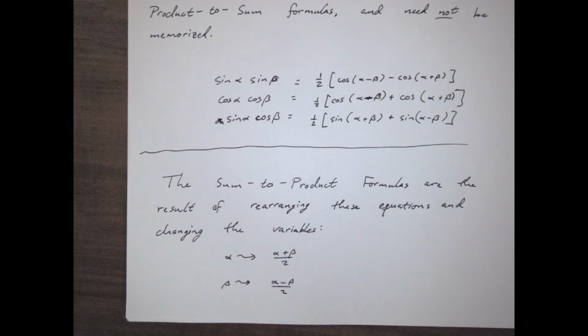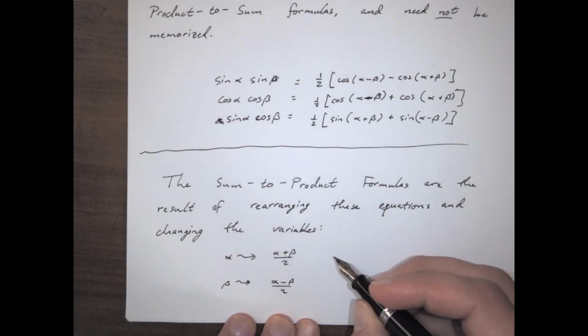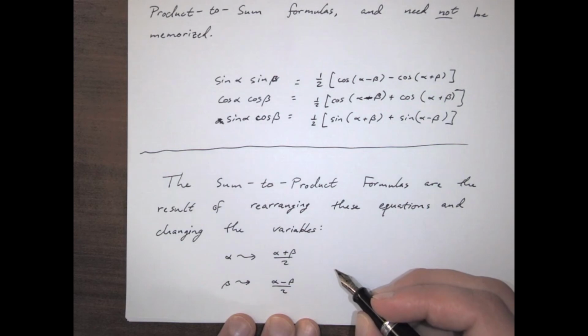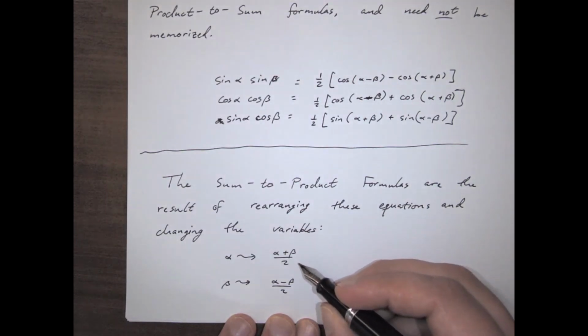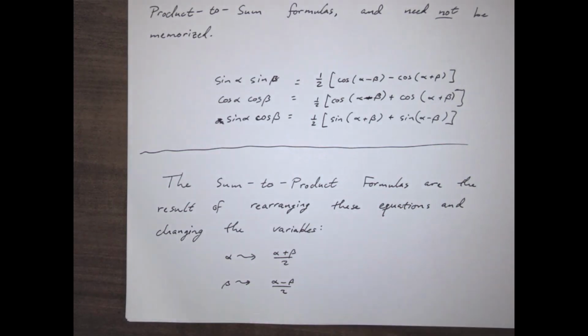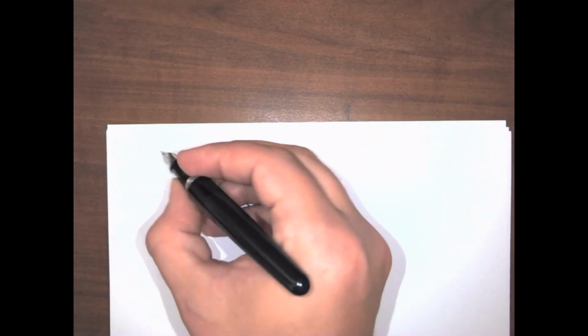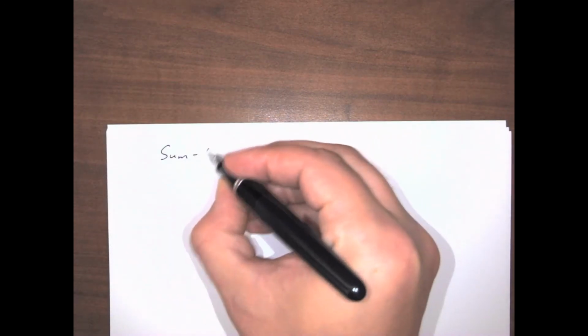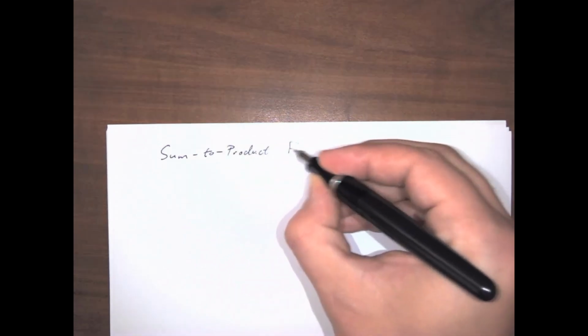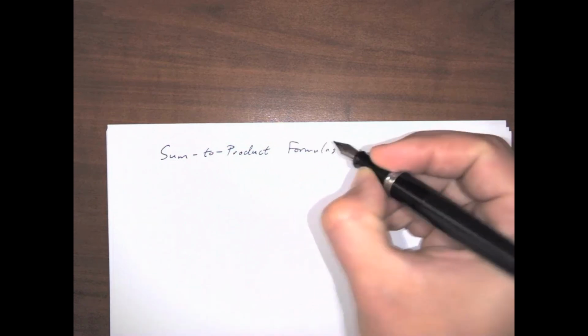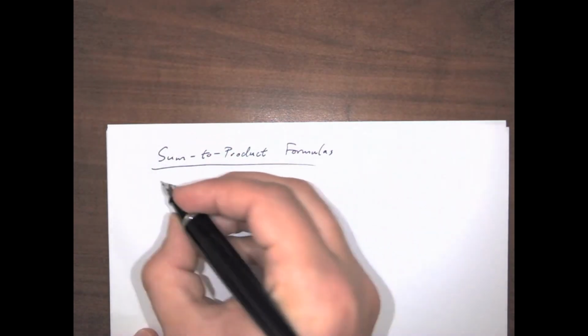And then what happens is when you then add them, that produces just alpha, and subtract them, that produces just beta. And through a bunch of manipulation, we get the sum to product formulas. And those have these forms.